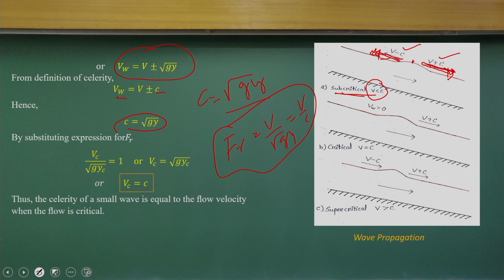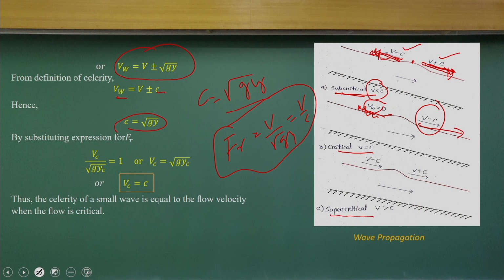But in a critical flow, there will be no propagation in the upstream direction. So there is no wave propagation in the upstream direction. All that happens is that it will propagate downstream. The wave will just propagate downstream. So that is the critical flow condition, which will happen in this case.